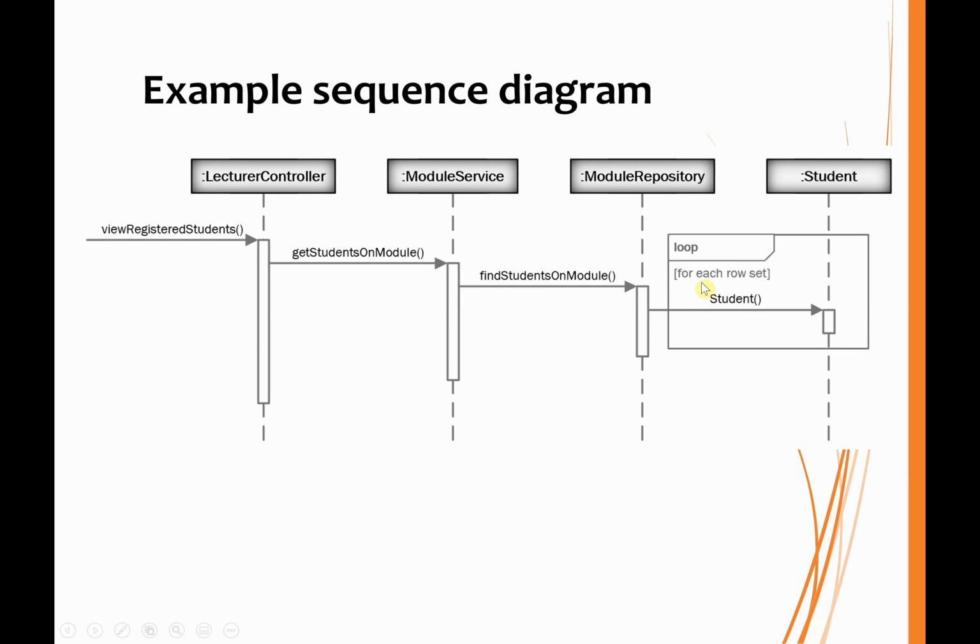And so what it will do is for each row set, create a new student. We don't show necessarily the return values, although that can be done occasionally. But this is sufficiently clear to show us that when view registered students is called in lecturer controller, this sequence of method calls occurs and involves these other objects.